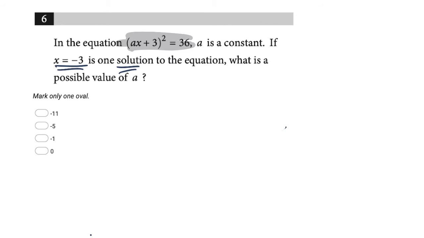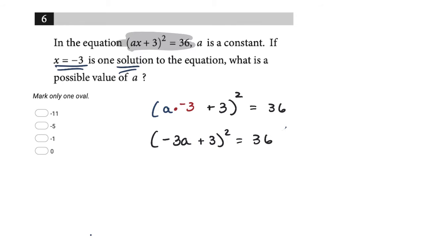So I know if I make x negative 3, I'm just going to substitute in negative 3 in there. So it's the same equation. I've just replaced the x value. And then I can clean this up. That's negative 3 times a. So this equation still has to be true. And this is a nice equation with only one unknown in it.